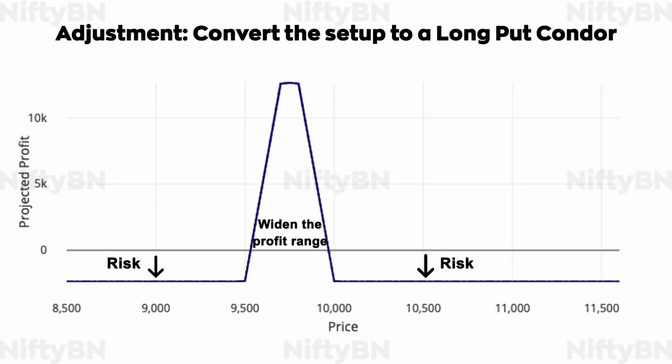The aforementioned adjustment would leave us with a long put condor kind of setup. The adjustment would widen the profit range and enhance the probability of profit, but it would increase the risk. The margin and capital required would also come down, which is a positive.